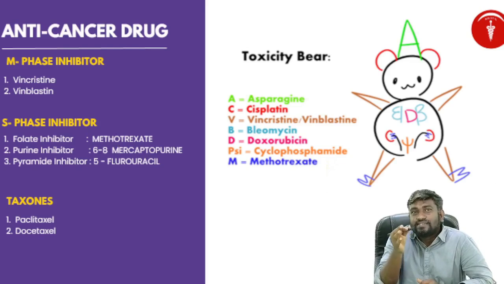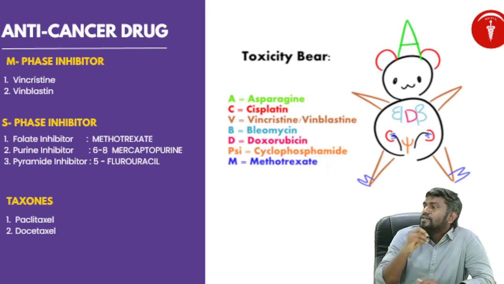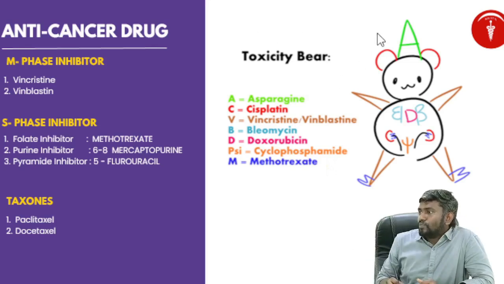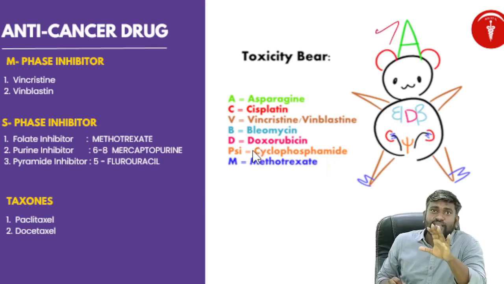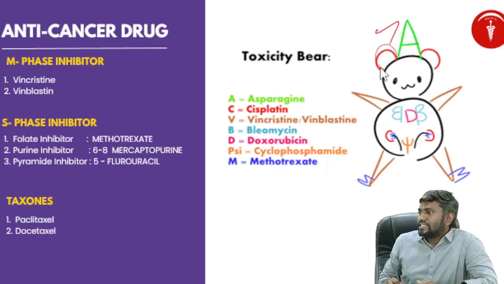Next, anti-cancer drugs are also very important. Cancers are very common these days, and it has been simplified via a picture, which is going to be what? The chemo man. Yes, I hope everybody has practiced drawing chemo man. If not, please practice again so that you can remember maximum drugs. A is for what? Asparaginase. C is for cisplatin. V is for vincristine and vinblastine. We have B for bleomycin. D is for doxorubicin. Psi is for cyclophosphamide, and M is for methotrexate.